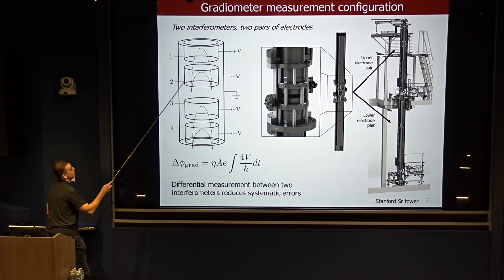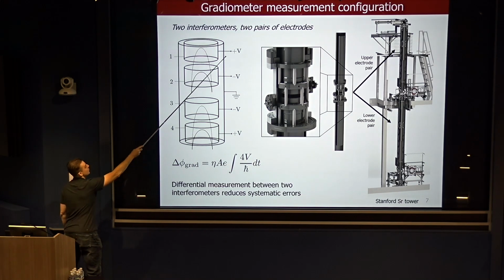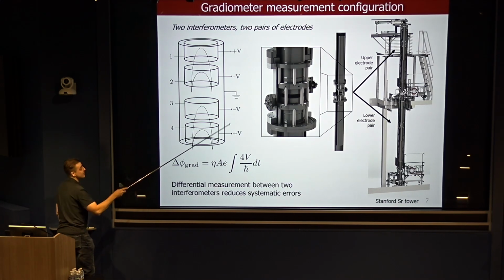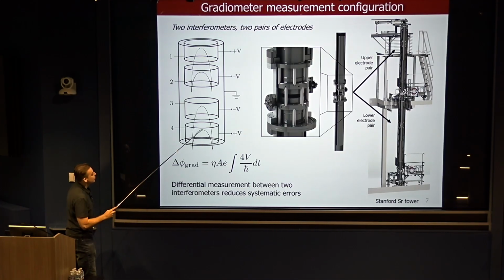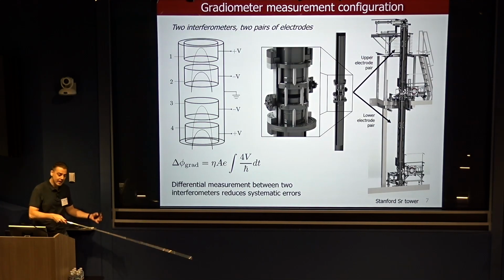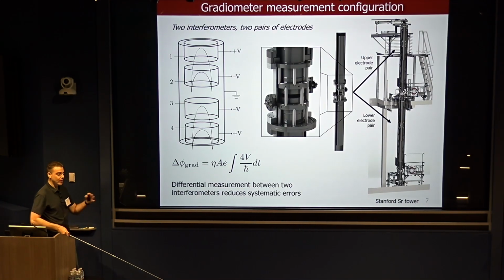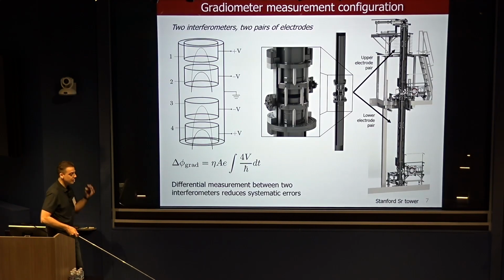So one way we can do it is you can have the upper interferometer with plus V, minus V, and the lower interferometer with minus V, plus V. And then if you take the phase difference, you get a factor of 2 in signal, but you're also canceling a lot of common kinematic systematic errors, things that can arise from gravity, rotations, Coriolis forces, and a number of other things.